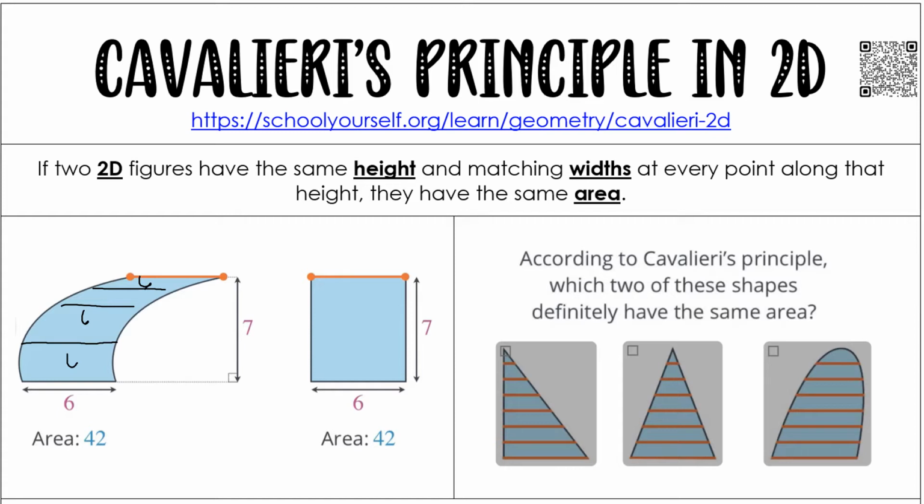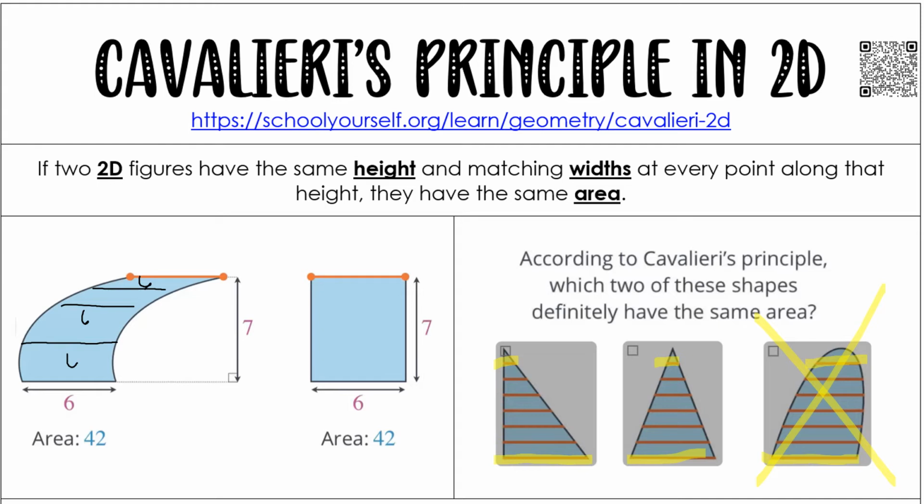So on the right hand side, it says, according to Cavalieri's principle, which two of these shapes definitely have the same area? In order to figure that out, we'd have to see which ones have the same height and which ones have the same width all along. So if you're comparing these individual widths, those all look the same. But as you move up, when you get to the top, you've got this little guy, and then that much larger one. So there's no way that this shape has the same area as those two triangles.